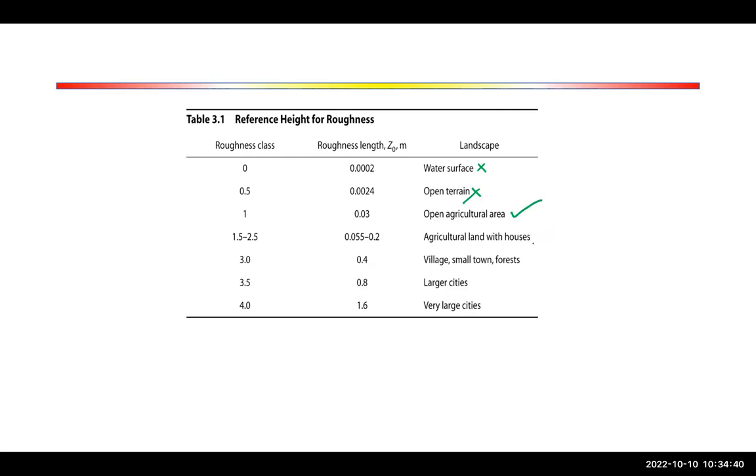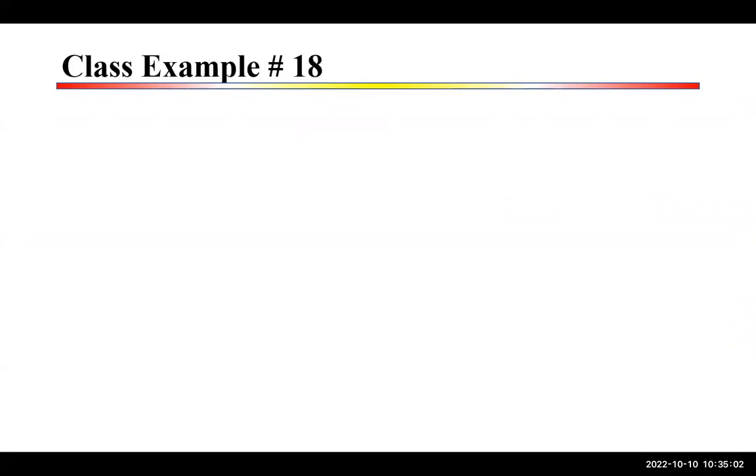To add some tricks on your question, I can say we are working on agricultural land with houses or village, small town, forest. So you just need to find out what will be the Z0. Okay. So for our case, what will be the Z0? Okay. It's from table 3.1. So I will write down that.